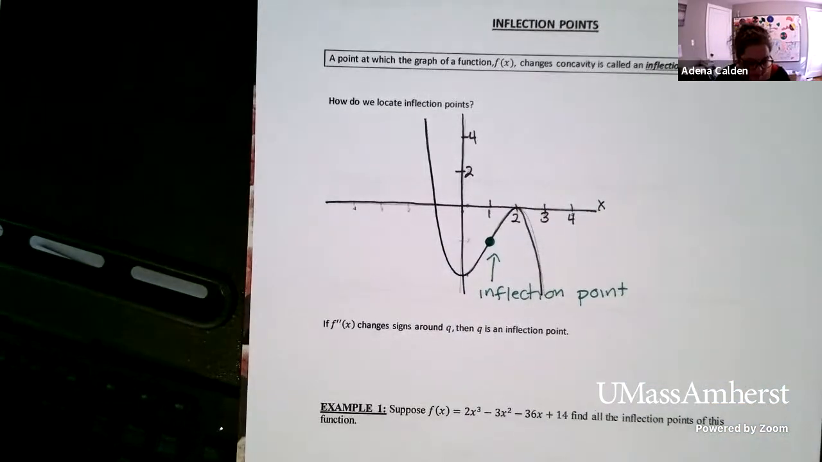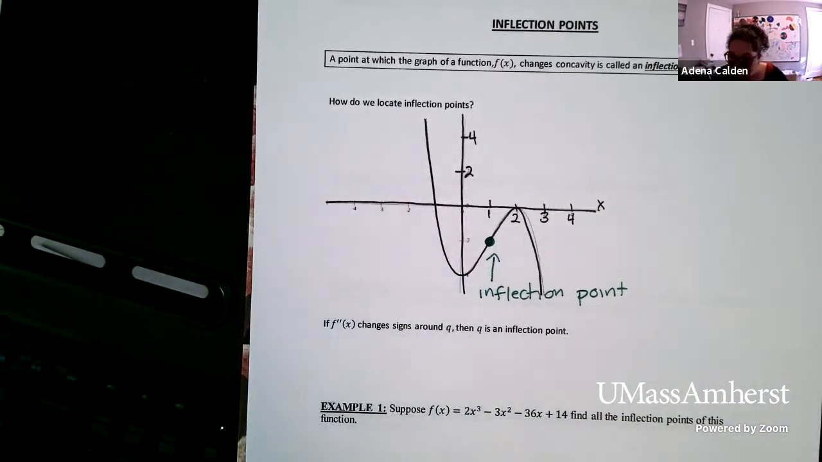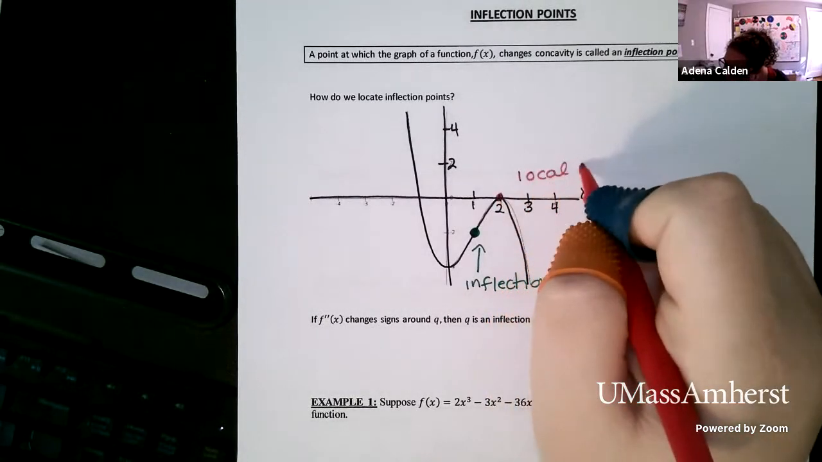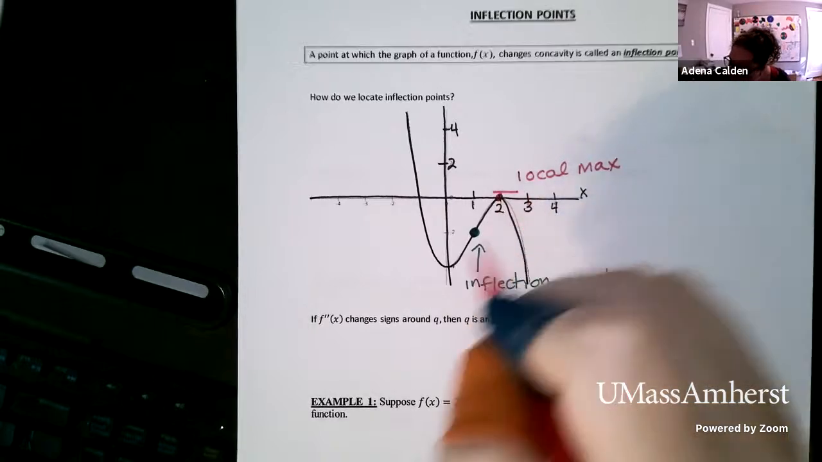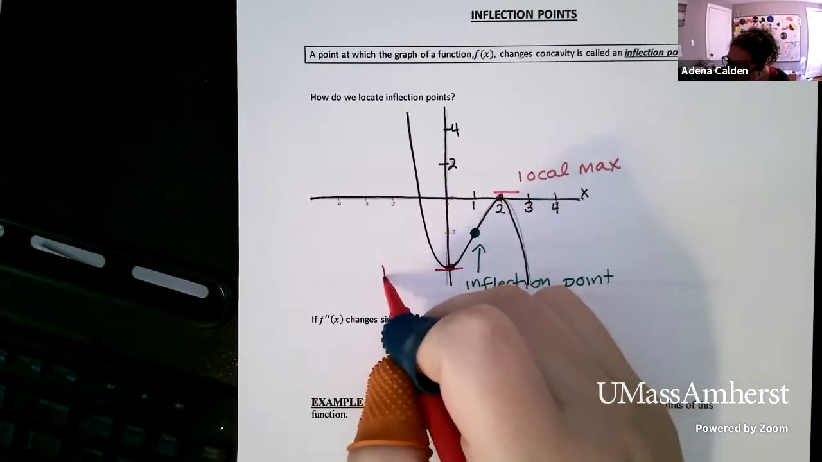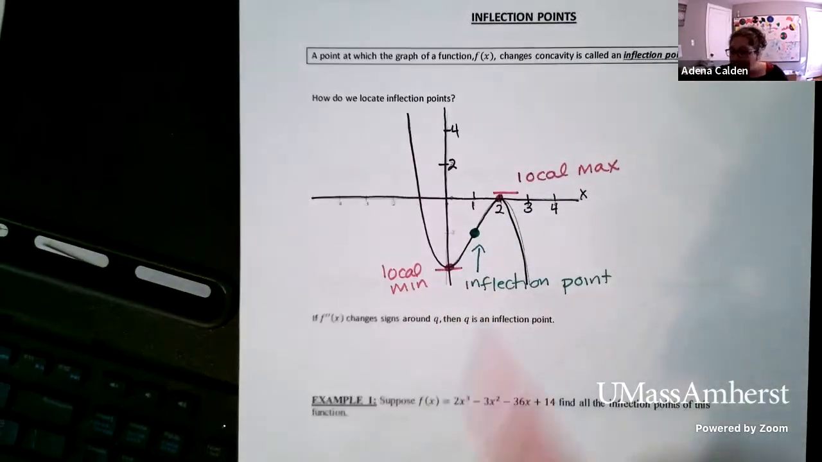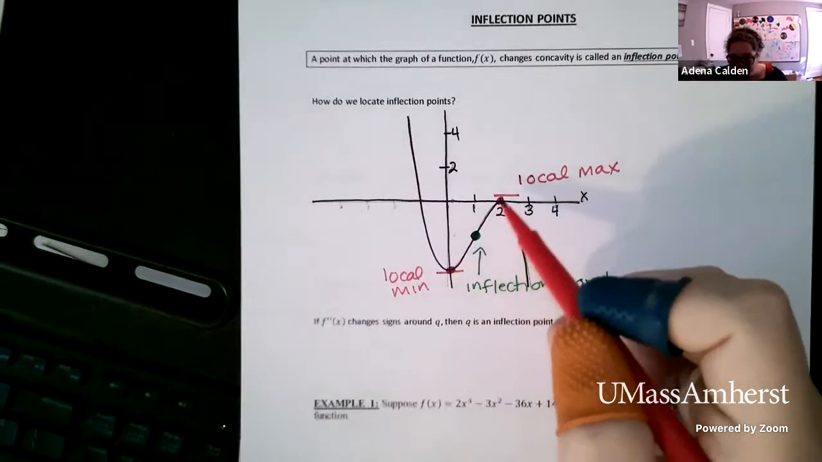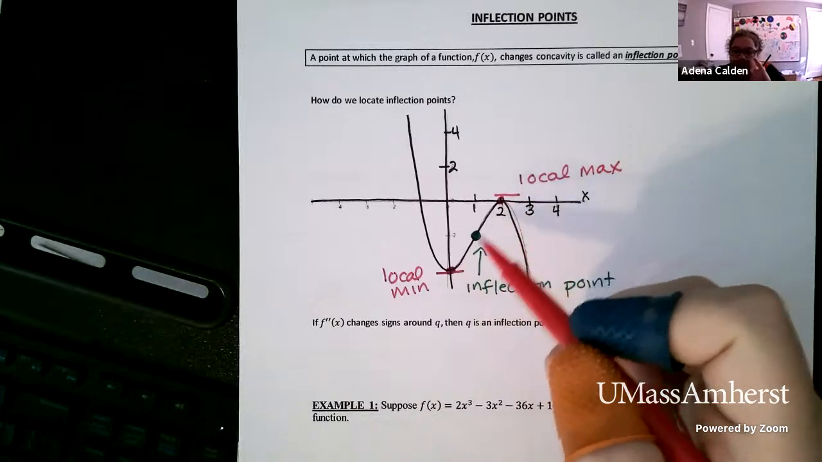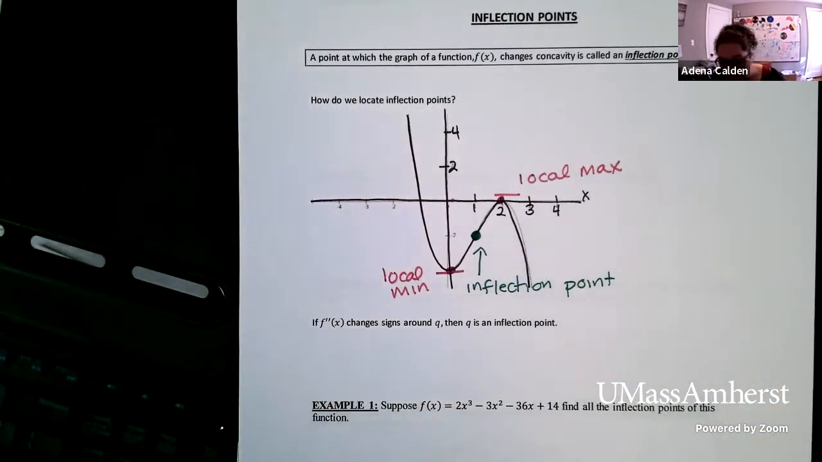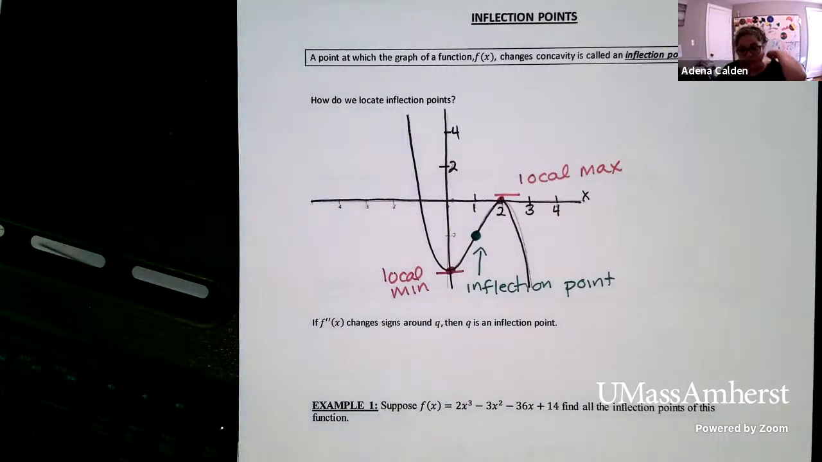Okay, and as a reminder from the previous classes, over here we have a local max. Over here we have a local min. And the inflection point is where we change. And like I said, if you're eyeballing it, it's usually about halfway between a local max and a local min, if you have a picture that looks something like this. So how do we know where to find the inflection point mathematically?